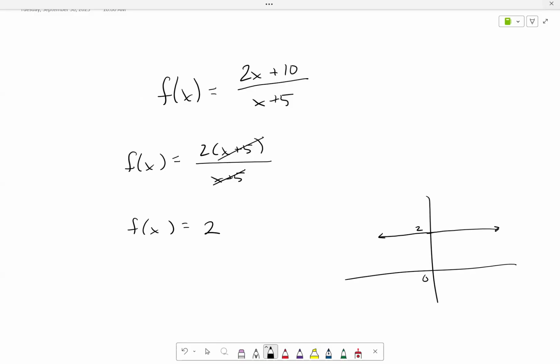Almost. There's an issue. What is it? x could be 5. It just can't be -5. Right, we have to keep the domain. If up here x can't be equal to -5, do we agree with that? Then over here also x can't be equal to -5. So the graph is going to have a feature we haven't discussed. It's going to have what's called a hole.